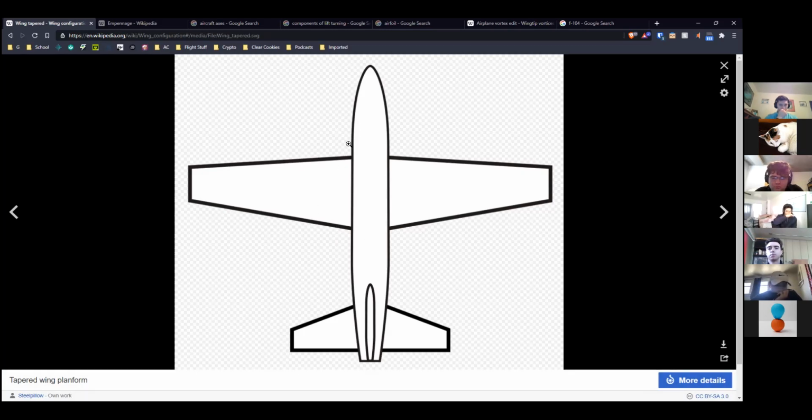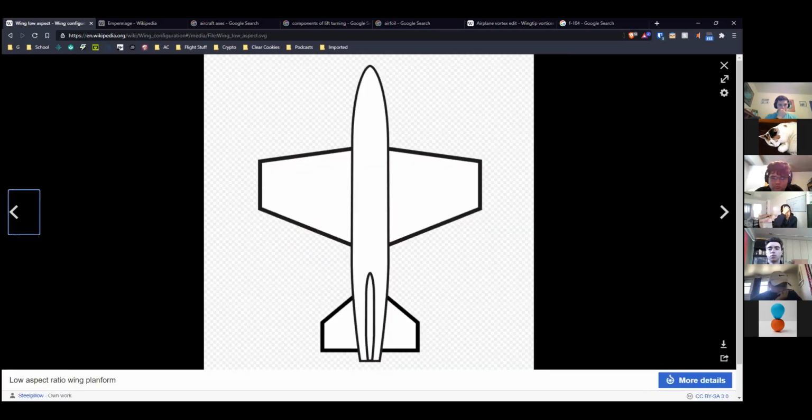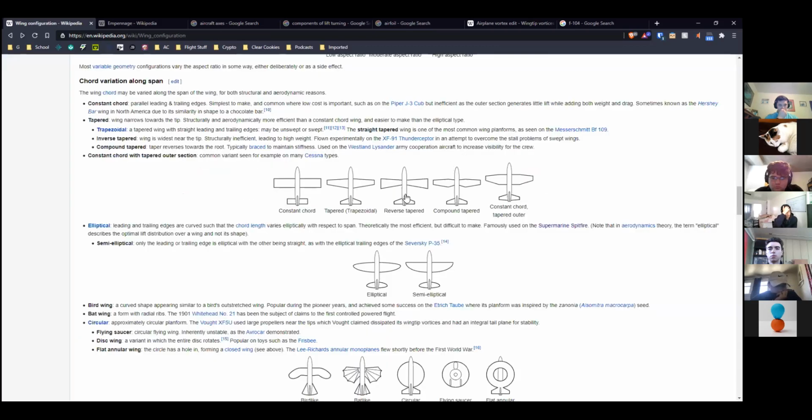You just expand the root chord more than what the rectangular wing had.